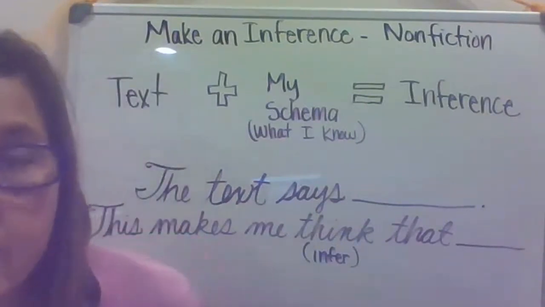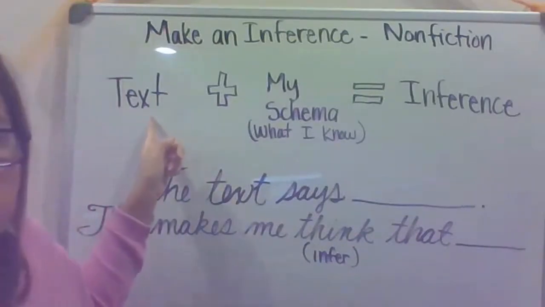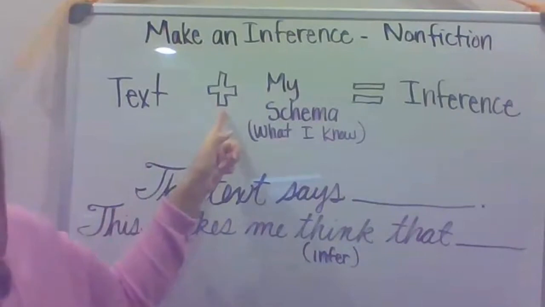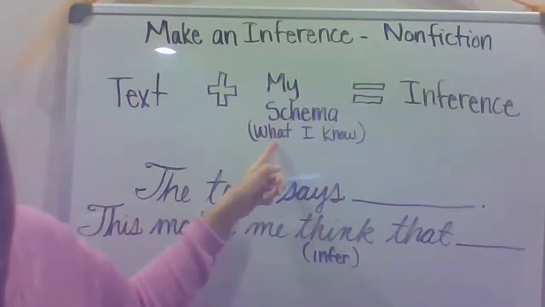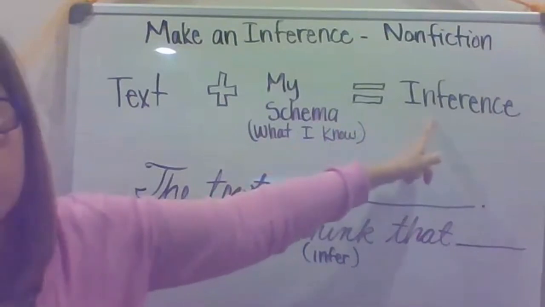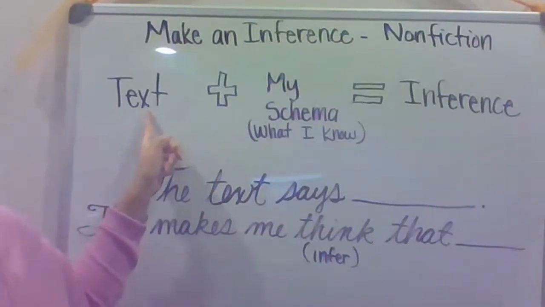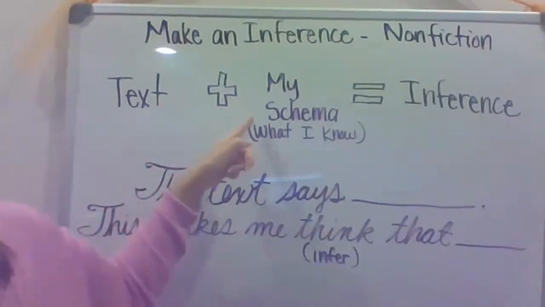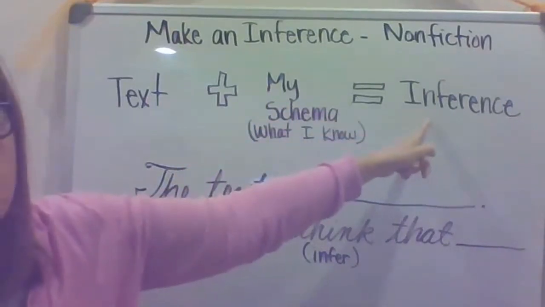Okay, so as a review, it's kind of the same setup as for literature. You take what the text gives you, plus your schema, what you know. So, experience, your background, things that you've experienced in life, things that you've read, things that you've studied, things that you now know, that will allow you to make an inference. So, again, taking whatever's printed in the article or the book, plus what you know, you can then make an inference, so a good guess.